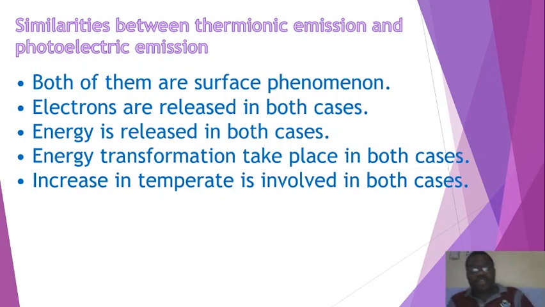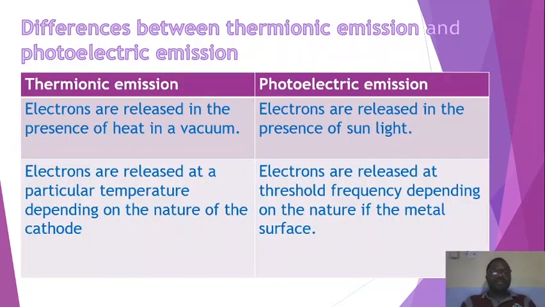So, increase in temperature is involved in both cases, even though it does not have the same effect in both processes. In thermionic emission, increase in temperature increases the number of electrons that will be emitted. But in photoelectric emission, increase in temperature will only cause an increase in the kinetic energy of the emitted photoelectrons. Okay, now let's look at the differences between them.